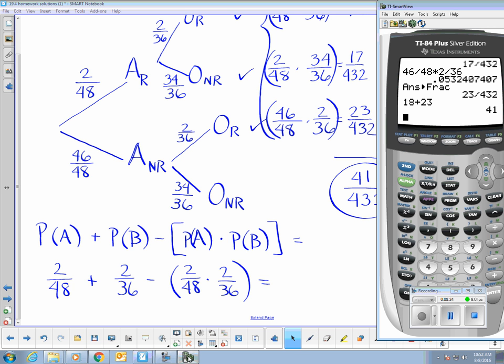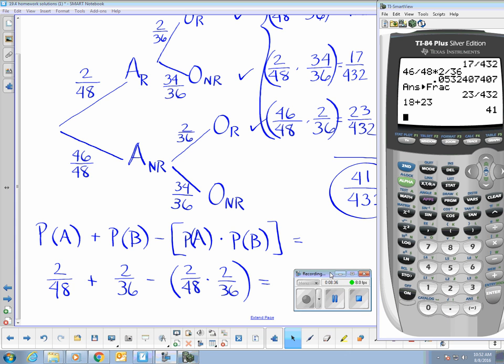And so if we go ahead and put this into the calculator, we can begin with 2 out of 48 plus 2 out of 36 minus, and then in parentheses, 2 out of 48 times 2 out of 36.